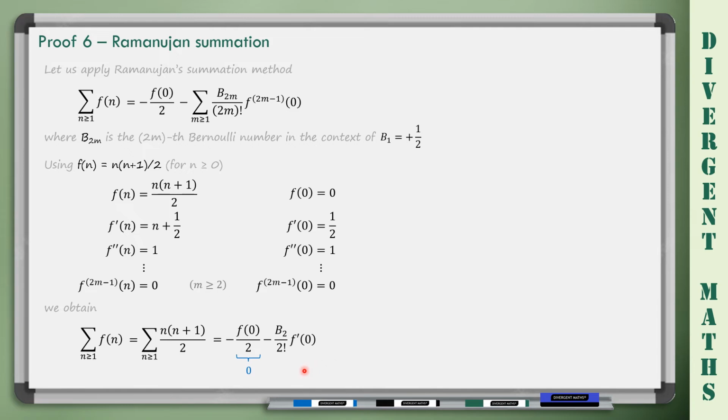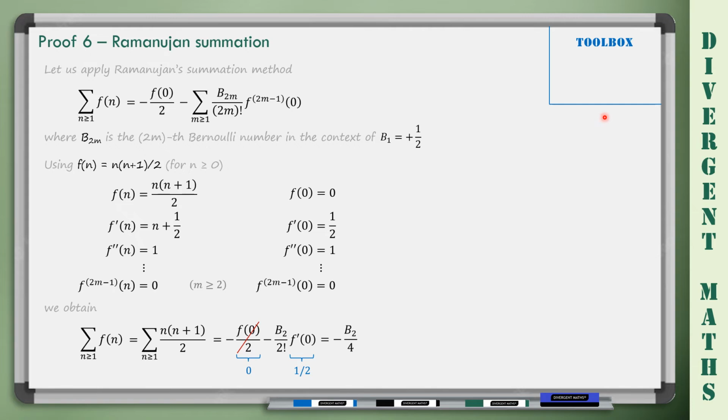So let's plug that in. Minus f0 over 2 is equal to 0. F prime at 0 is equal to 1/2. We have it here. So here we're gone. We are left with minus b2 over 4. In other words, 2 factorial is equal to 2, multiplied by 1/2 it's 1/4. So negative b2 over 4.